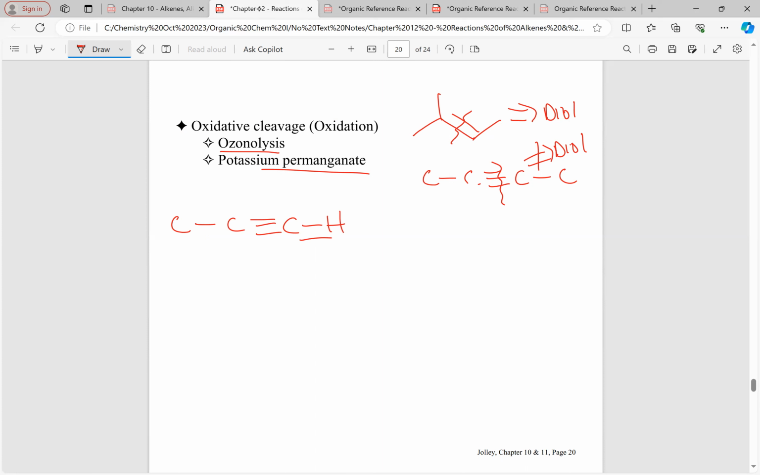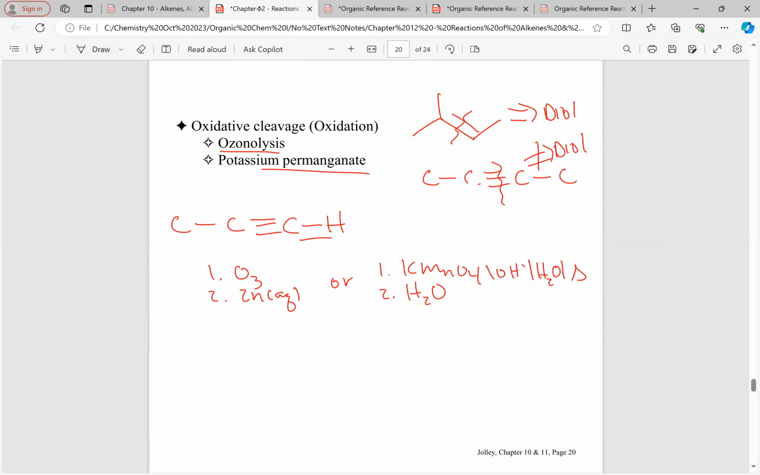So I could do ozonolysis, and then, two, break that ozonide with my zinc. Or I could use potassium permanganate, again, under basic conditions with heat. And then, of course, I have to protonate those carboxylic acids at the end with either water or water and acid. Either of these, we're going to do the same thing. And I'm not going to show you a mechanism. I'm just going to show you how to predict them.